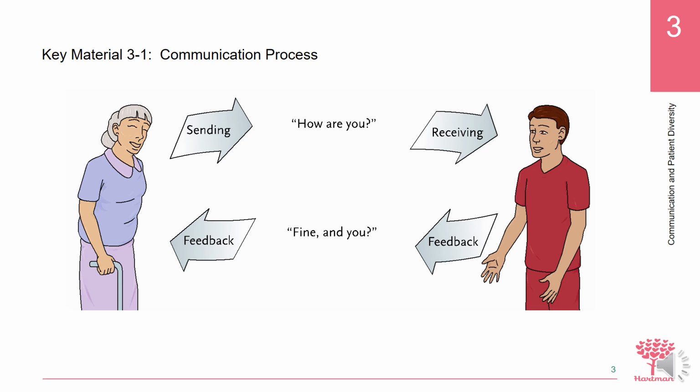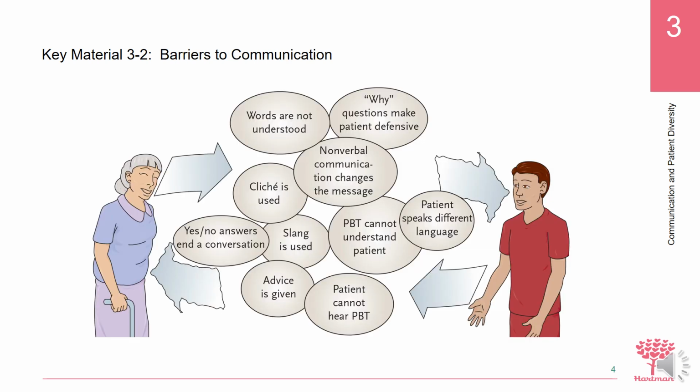So again, this process of communication consists of sending a message, receiving a message, and providing feedback. Sometimes even the most well-intentioned examples of communication can be disrupted or blocked. We call these barriers to communication. And it's important to understand these communication barriers and maybe how to overcome them.